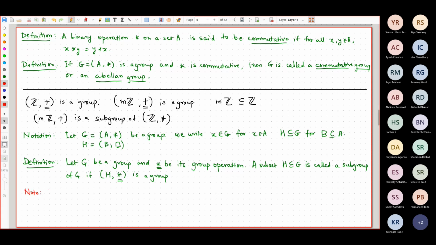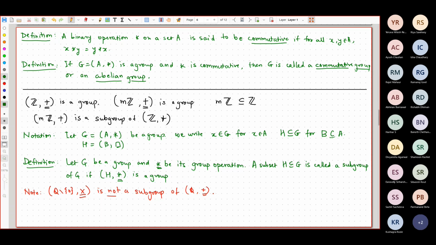So note, let's say Q minus 0 under the multiplication operation is not a subgroup of Q under the addition operation, for example. Why? Because the group operation is different. Identities are different. I hope it is clear that if H is a subgroup of G, then the identity element of H is the same as the identity element of G. In particular, another way of saying it is that the identity element of G must belong to H for H to be a subgroup.